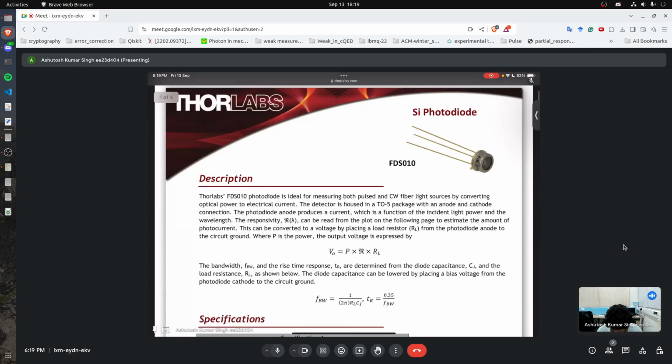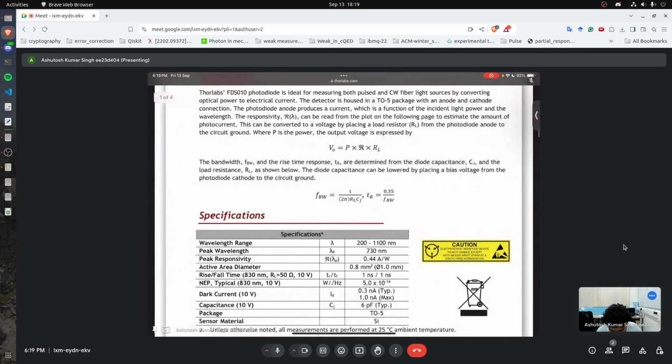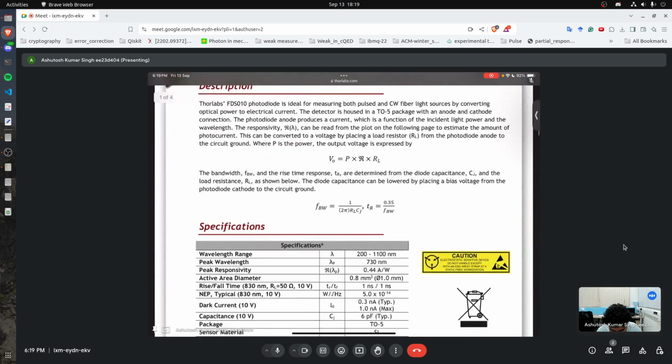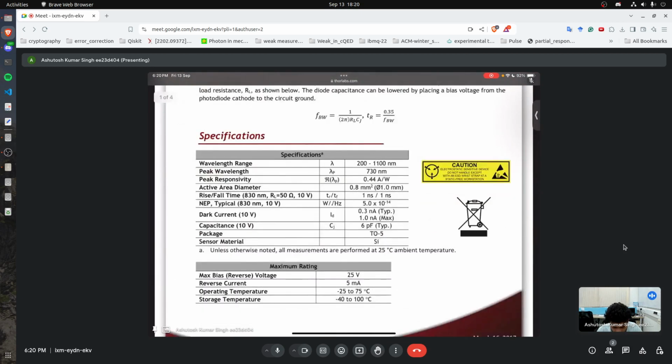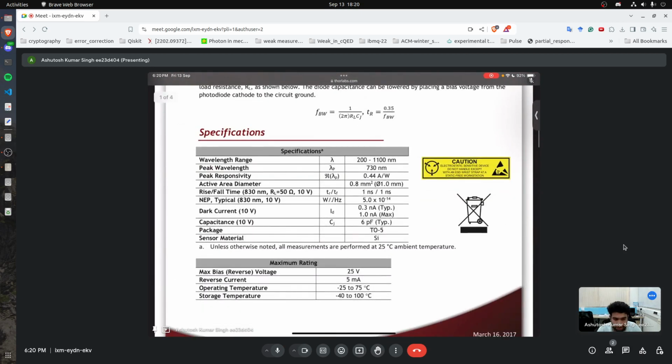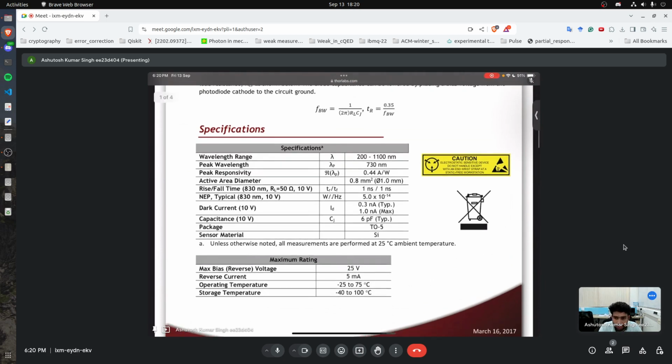Now you see this is what a normal photodiode looks like. The output power is given by responsivity times the falling power with the R_L in here. Now it also tells you the region of wavelength, because this is a silicon photodiode. It works from around 200 to 1100 nanometers and its peak responsivity is around 730 nanometers. They give you the effective area, rise time, fall time depending on the load that you put. In this case they have given a 50 ohm load and you have reverse biased your photodiode by 10 volts.